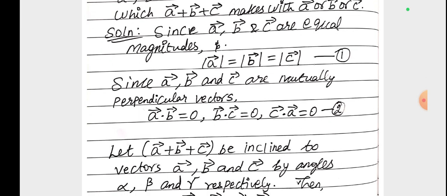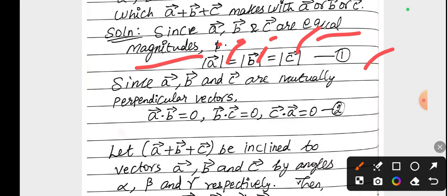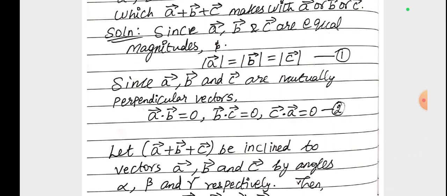First, the given things we can write. Since A vector, B vector and C vector are of equal magnitude, magnitude of A vector equals magnitude of B vector equals magnitude of C vector, children. Take it as the first equation. First step is clear. It's equal magnitude, so all the magnitudes are equal. Then A vector, B vector and C vector are mutually perpendicular vectors. A vector is perpendicular to B vector, so A dot B equals 0. Mutually perpendicular, then B vector dot C vector also 0, and C vector dot A vector also 0.